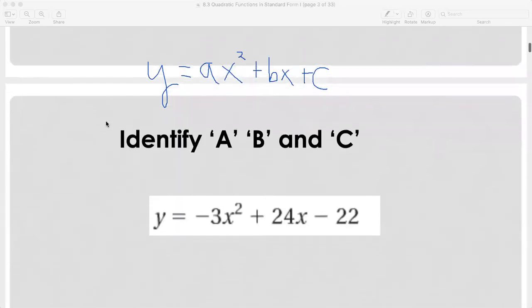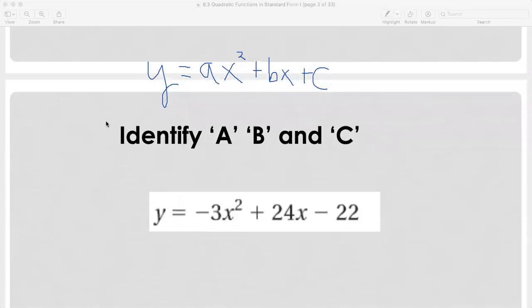So why don't you pause it here and try to identify a, b, and c, and push play when you're ready. Okay, so a is -3, b is 24, c is 22. So simply just naming the coefficients in front of the variables. C is always my constant. Ooh, I just caught my error. C is -22. Always take the negative as well.